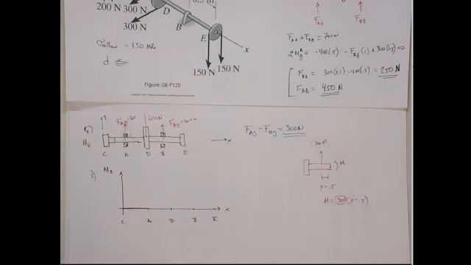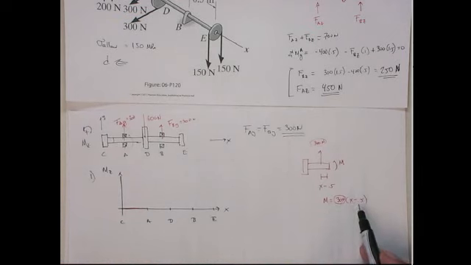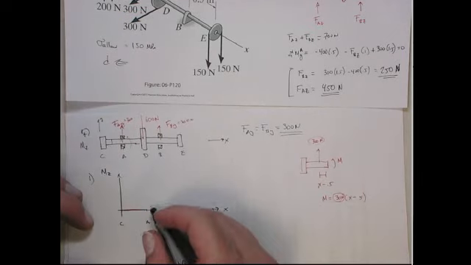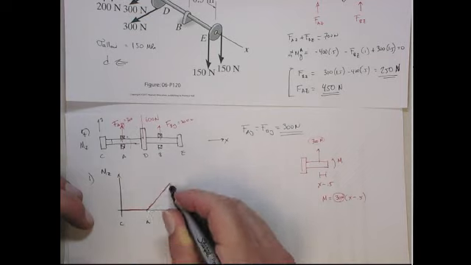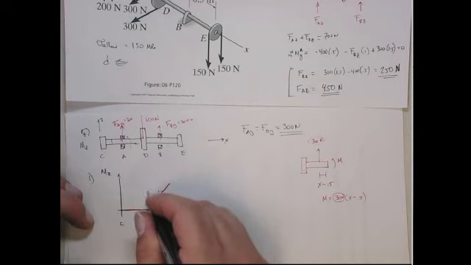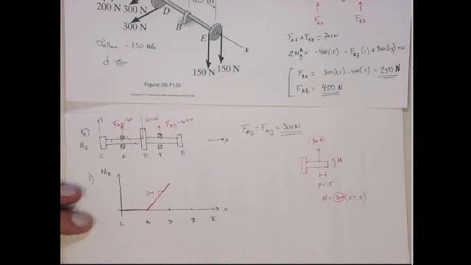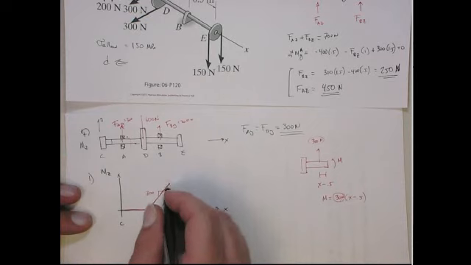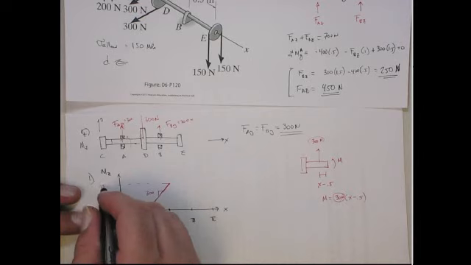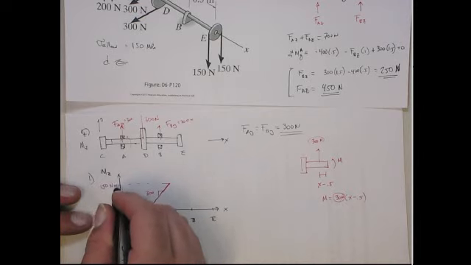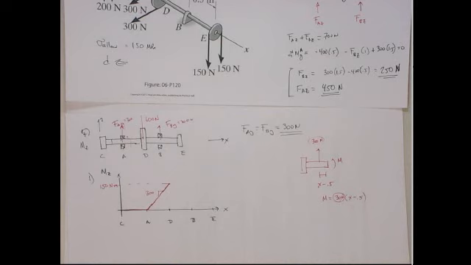All right? This is just going to give me a little offset point. So this one starts to go up with a positive slope of 300 until we get to this point. So this is 300. So that means if we go half of a meter, this will go up to the value of 150 Newton meters, right? That will be the moment at that point. All right.